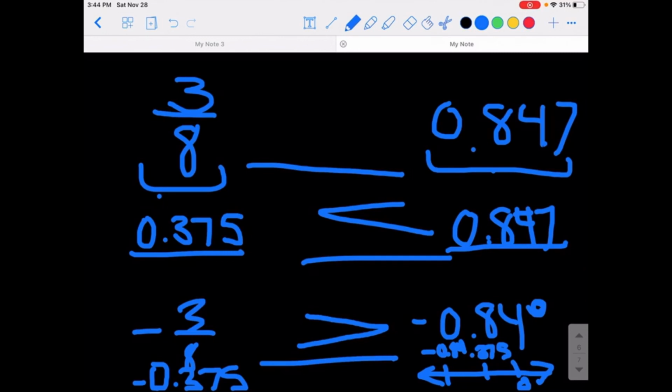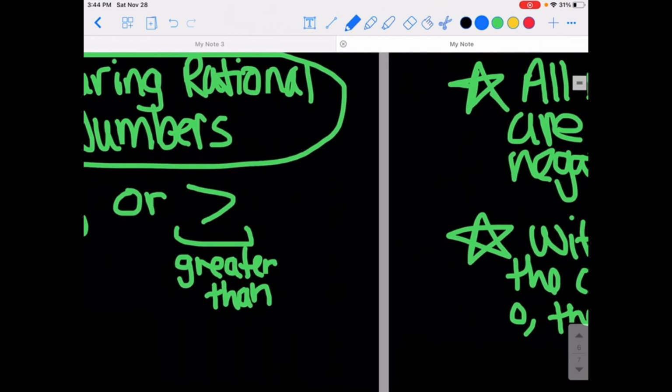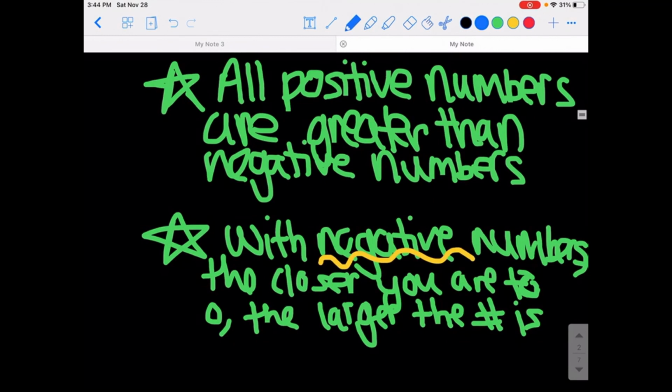So that's it for this video. Hopefully you can now easily distinguish and compare rational numbers. If you remember these two things, you'll probably have a much easier time comparing them. Again, with negative numbers, you have to think which number is closer to 0. That's how you'd figure it out. It's a lot easier to compare two negative numbers when you think about which negative number is closer to 0, and whichever one is closer is the greater number.